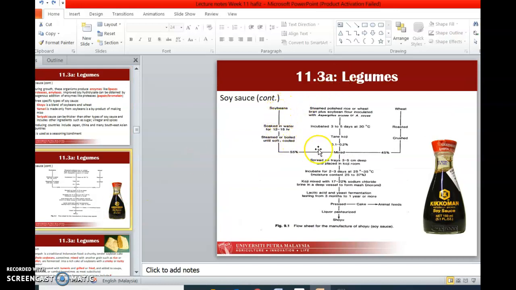As you can see during the production, we will add the koji here to form mash. This koji is usually in the form of Aspergillus oryzae, and during the fermentation, other good bacteria and yeast will also develop after we add the koji. And then we ripen to get the flavor and aroma that is usually associated with soy sauce.